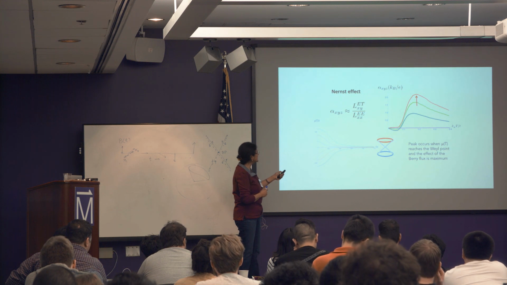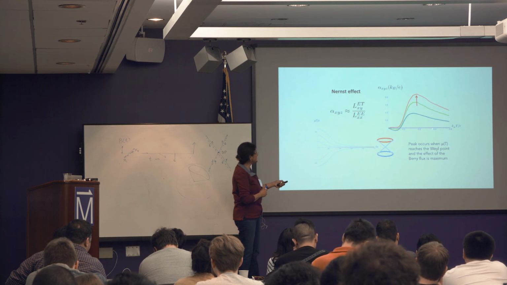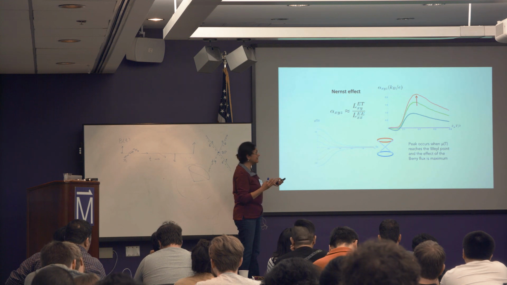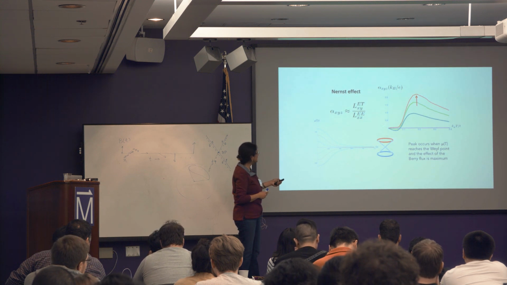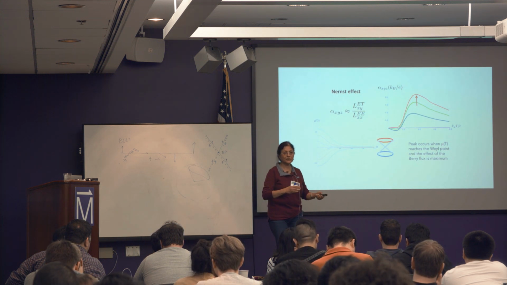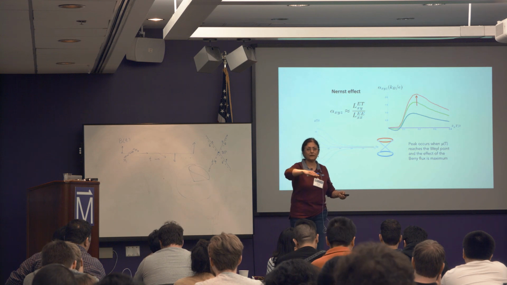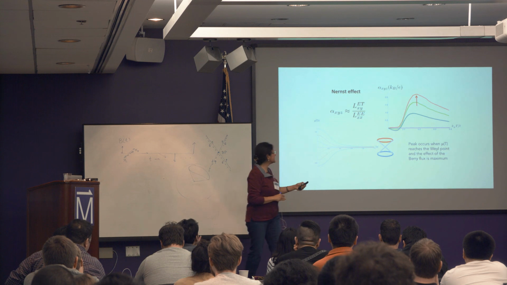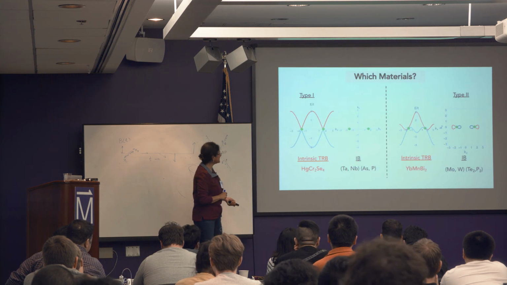And what that does is, in the Nernst effect, as a function of temperature, it starts out being zero, because this system is not breaking time reversal. If the system doesn't break time reversal, say it's an inversion breaking Weyl semi-metal, the Nernst effect is zero at zero temperature, but it gives this big peak at a finite temperature, because at that point the chemical potential has moved to the Weyl point and it's able to pick up this large effect.